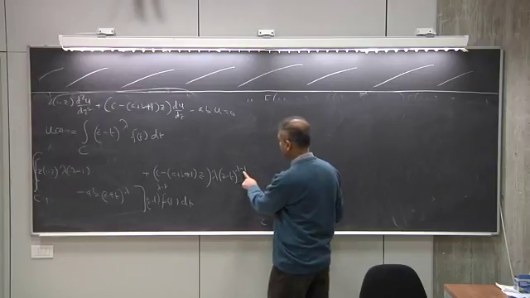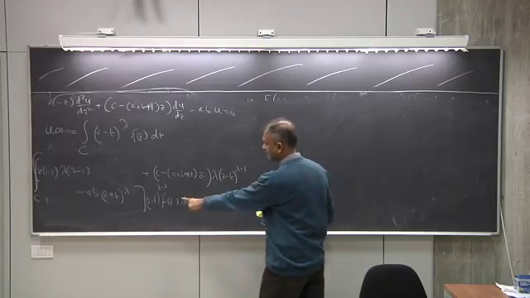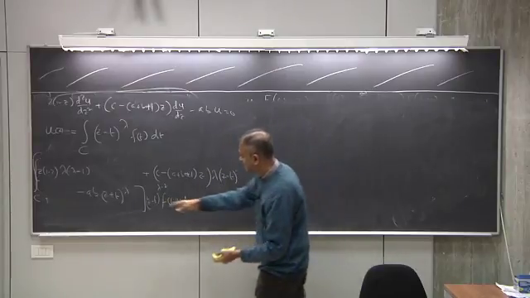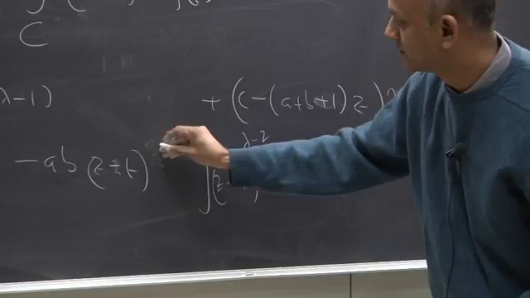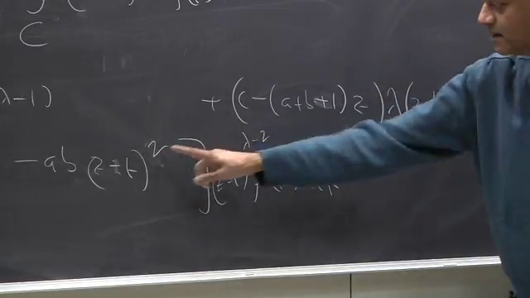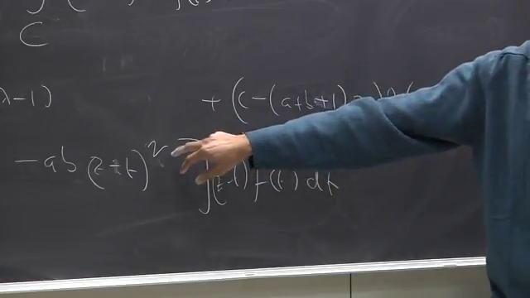Here I have lambda minus 1. So if I take out lambda minus 2, then there will be 1 power left over. And here 2 powers will be left over, once I take out the common factor. Because this was lambda originally, I'm taking out lambda minus 2, so I'll have 2.